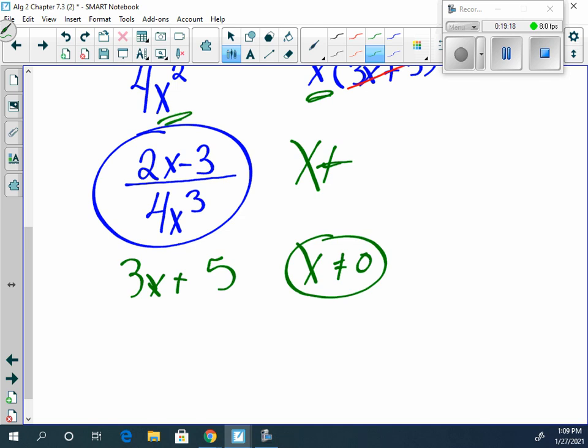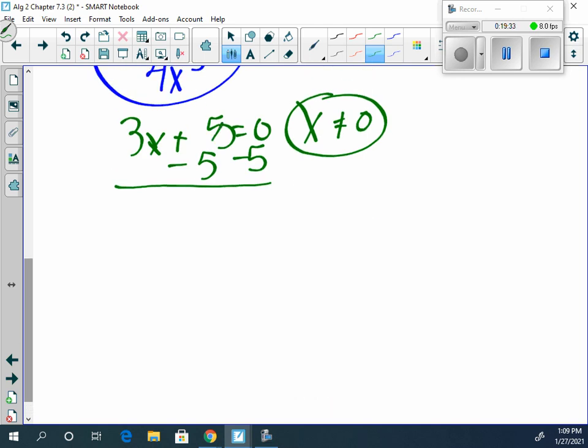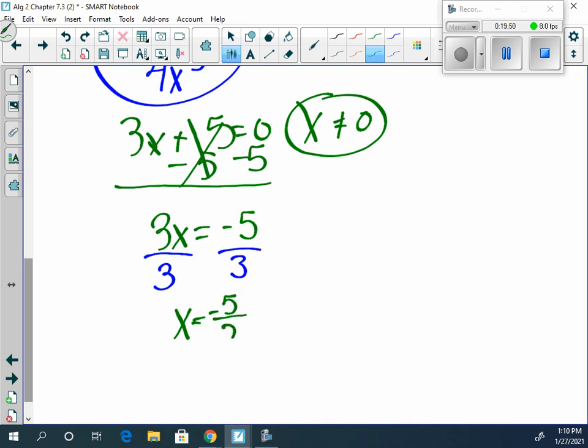So we'll set 3x plus 5 equal to 0, and we can solve from here. Well, the first thing we can do in solving is to subtract 5 from both sides. And if I subtract 5 from both sides, well, 5 minus 5 will give me 0, telling me 3x is equal to negative 5. And at this point here, we can divide both sides by 3, telling me x is equal to negative 5 thirds. So x cannot equal negative 5 thirds. And that's our one main restriction that we'll have for this problem here.